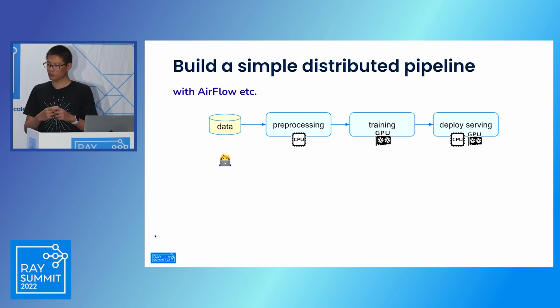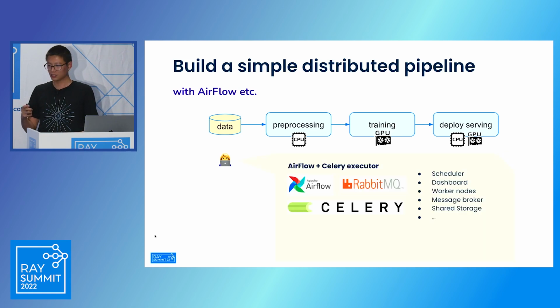The issue when I try to implement this simple pipeline with a workflow system is that most workflow systems are not equipped with a distributed backend. So I had to set it up by myself. For example, I may choose a very popular combination: Airflow and the Celery executor, where Airflow is the workflow itself, and Celery is for distributed execution and orchestration. And you need to configure a lot of stuff like the scheduler, the dashboard, the worker nodes, etc.